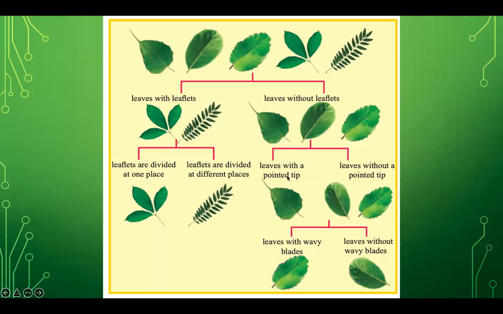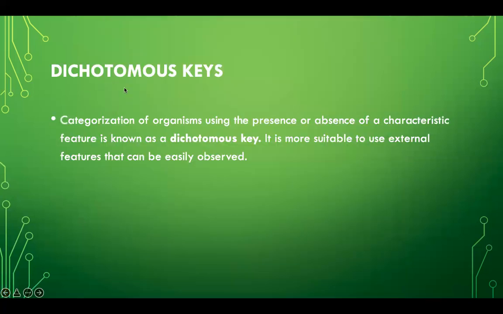So if you don't know, please mark this. Maybe you can use a pencil. Tip means this part, right? This is the tip. The leaf blade means the surrounding surface, we call that the blade, and the tip is this. So please mark that using a pencil. Based on these dichotomous keys, we have divided leaves. Similarly, we can divide animals based on dichotomous keys.